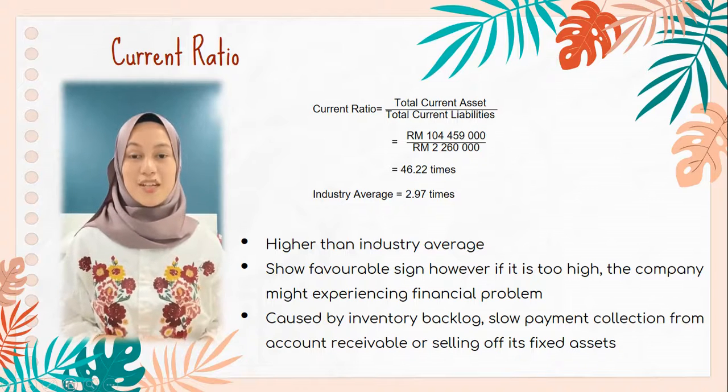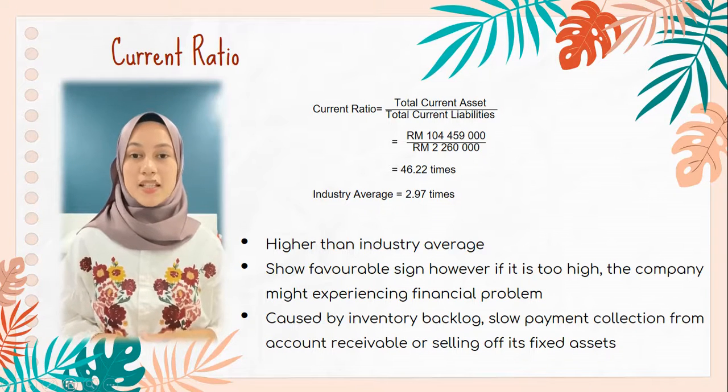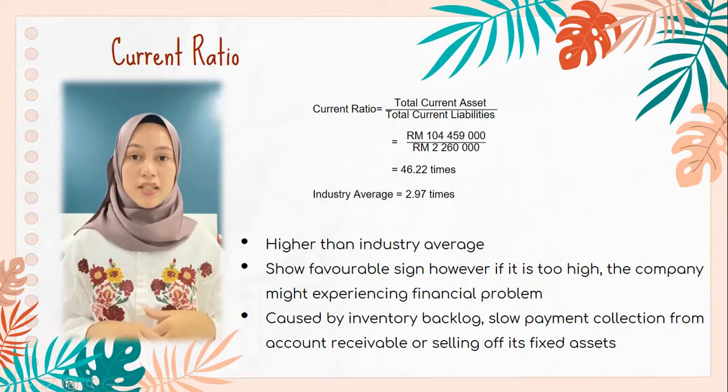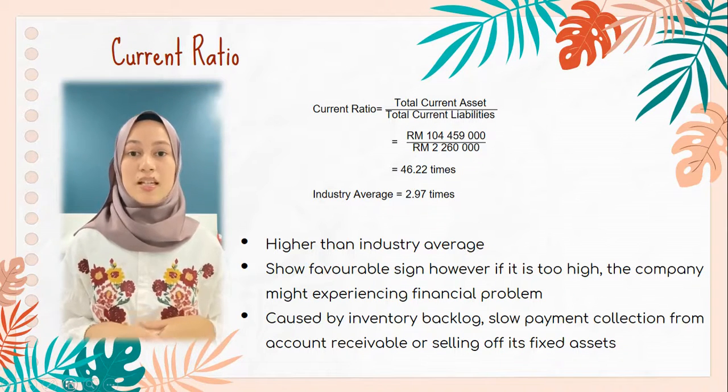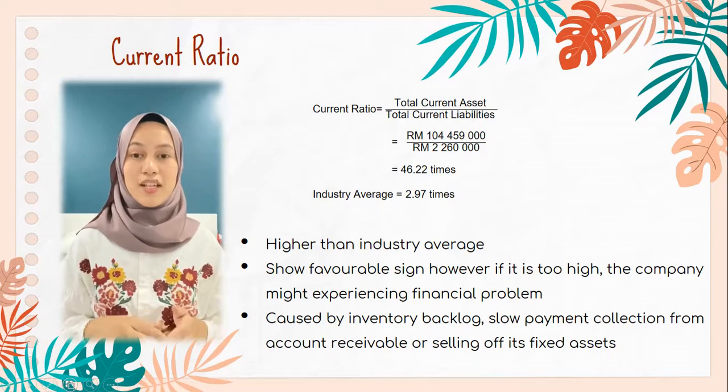In order to improve the current ratio of the company, Hapseng Plantations Holding Berhad might have to reduce the inventory backlog as well as improve the payment collection from the account receivables. This company can also acquire more fixed asset in order to increase the amount of non-current asset in the company.